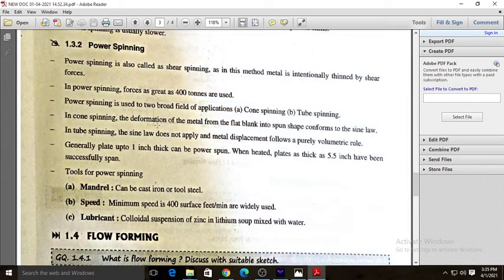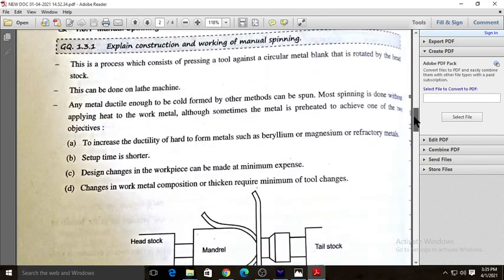In cone spinning, the deformation of metal from the flat blank into spun shape conforms to the sine law. In tube spinning, the sine law does not apply and metal displacement follows a purely volumetric rule. Generally, plate up to 1 inch thick can be power spun, while heated plates as thick as 5.5 inches have been successfully spun. Then tools for power spinning are mandrels, speed and lubricant. This power spinning is not the most important, but manual spinning is important.